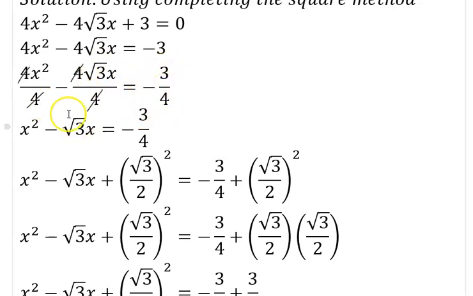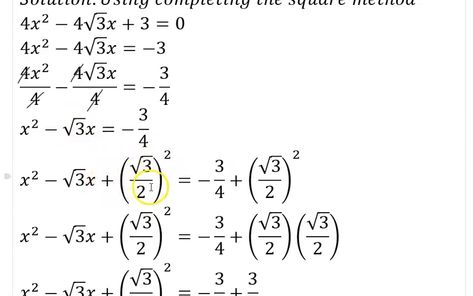Now, having done that, this is the next thing you will do. Kindly check our video. We explain in detail there. What you have at the middle, look for the half. Add it to this side, add it to this side, and square it. The half of square root of 3 is square root of 3 over 2. This is it. You square it.